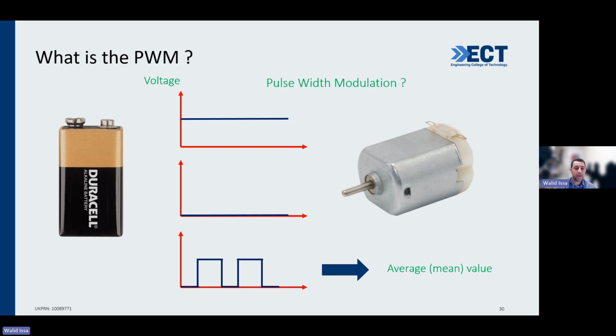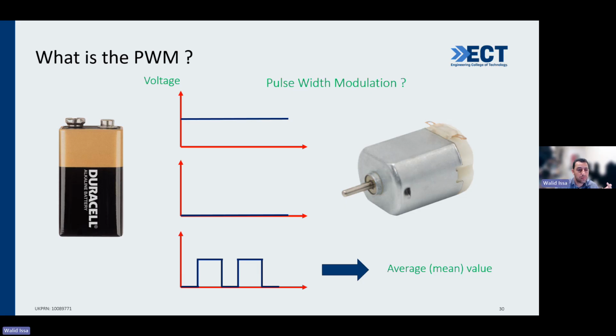PWM means you can give power to my motor as a constant voltage or as a zero voltage, but at the same time I can chop it. Chop it means I can turn on my motor for a few milliseconds and turn it off for a few milliseconds or microseconds. It depends on the frequency, and that's now called the square wave, and it is the PWM. PWM means pulse width modulation.